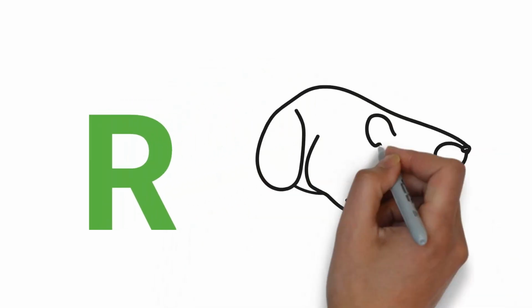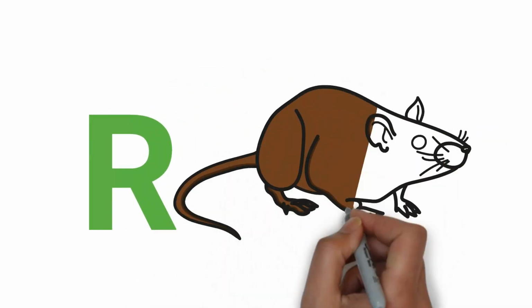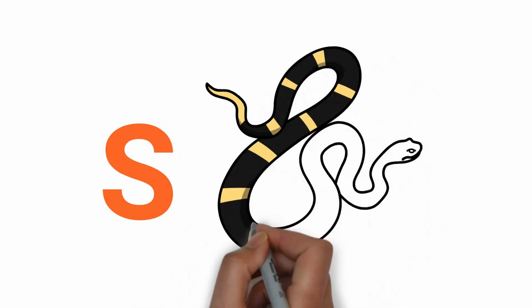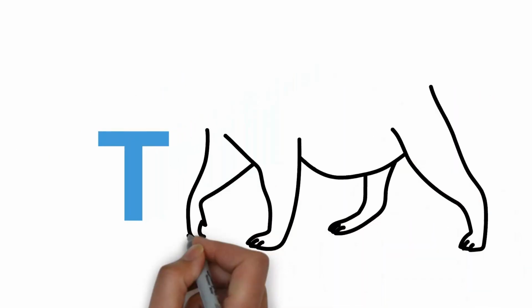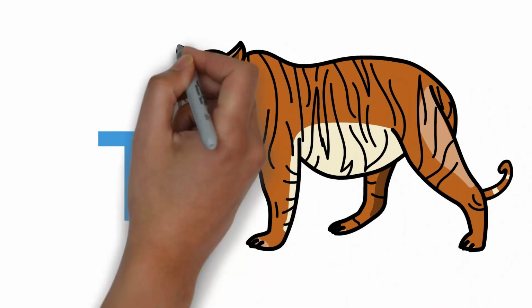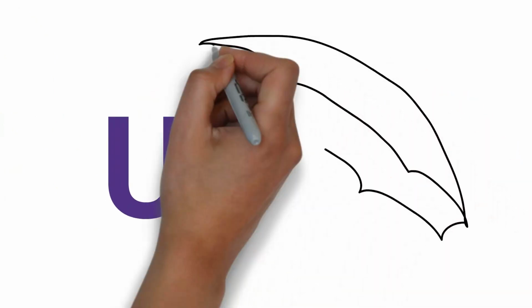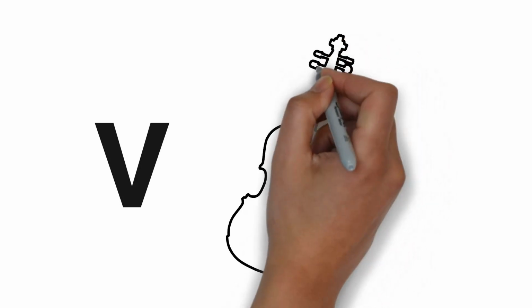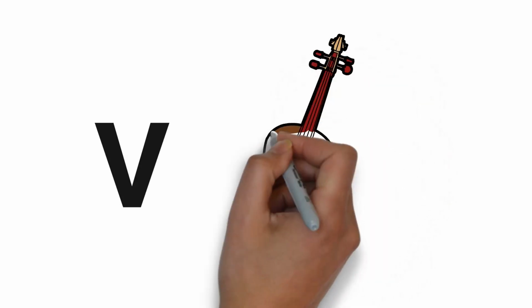R. R for rat. S. S for snake. T. T for tiger. U. U for umbrella. V. V for violin.